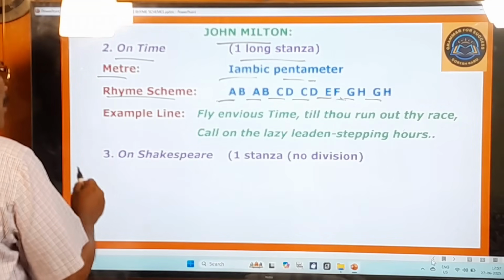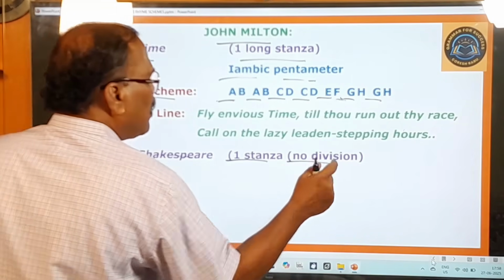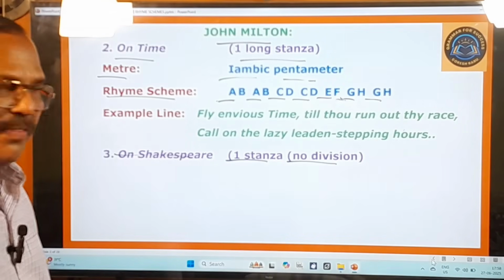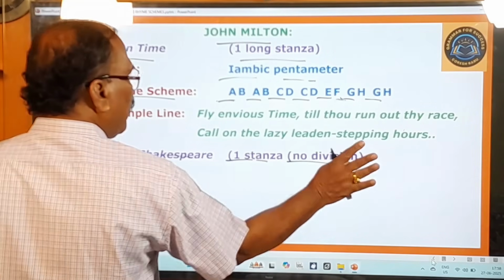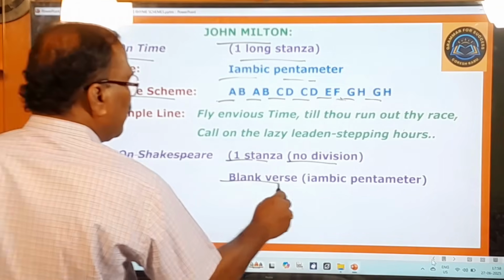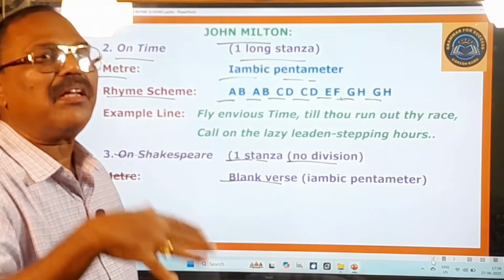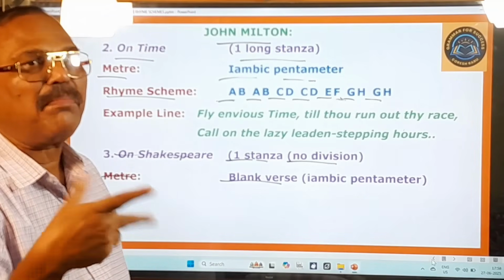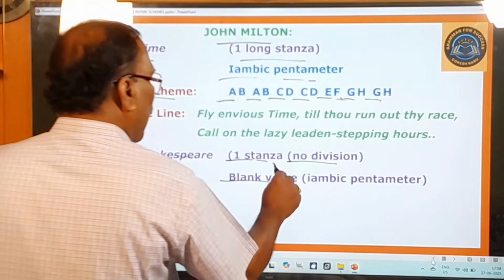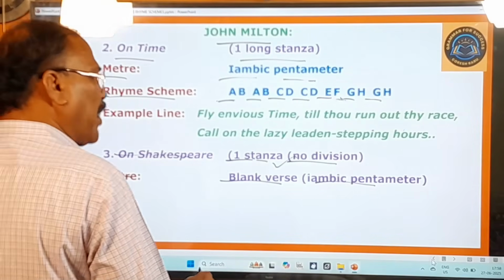And you go to the next poem, and in this poem there is only 1 stanza and no divisions are given in that. Only 1 long passage-like stanza is given. So 1 long stanza is given and no divisions are there in that. And here you pay attention. Meter. What is that meter? Blank verse. In this blank verse the poet follows the meter but not the rhyme scheme. So that kind of poetry is called blank verse. It follows the meter but not the rhyming pattern. And in this blank verse, what meter is used? Iambic pentameter is used.